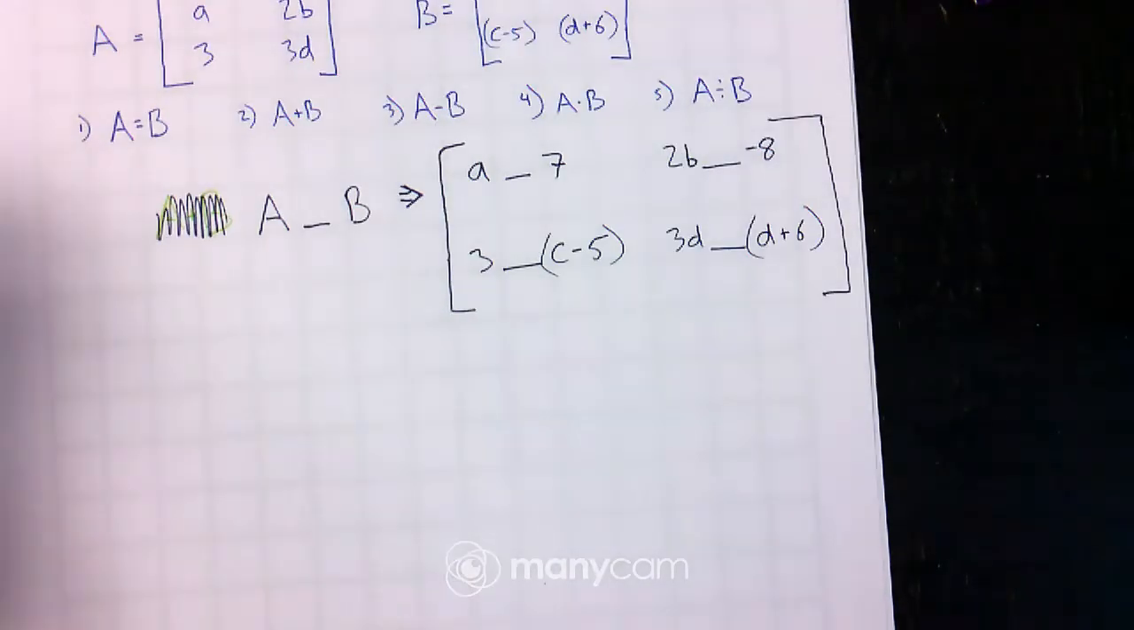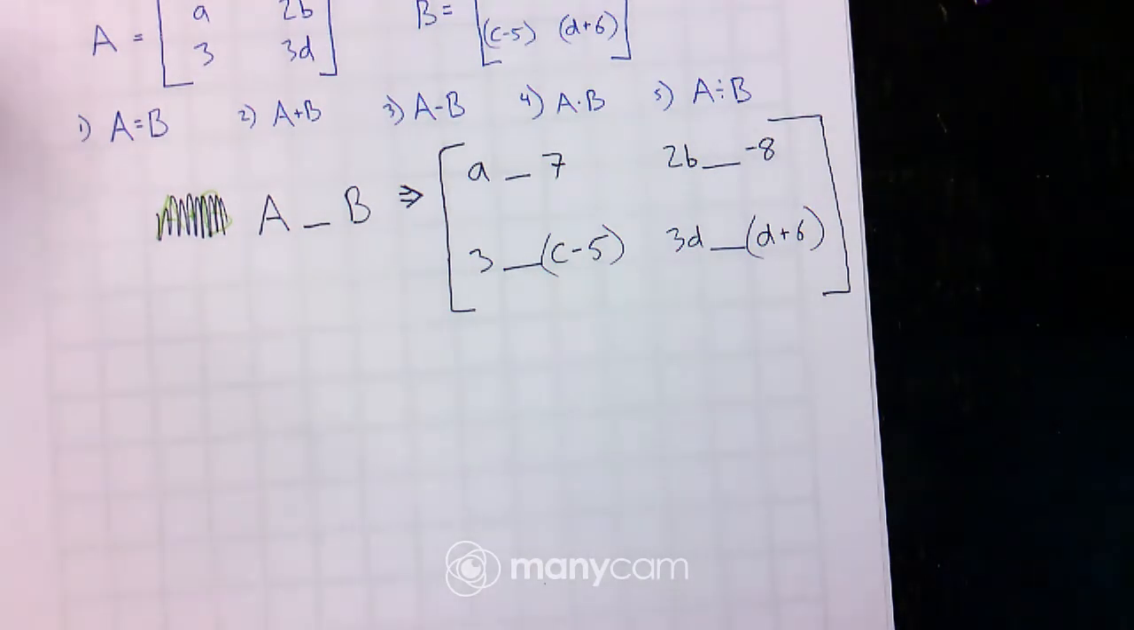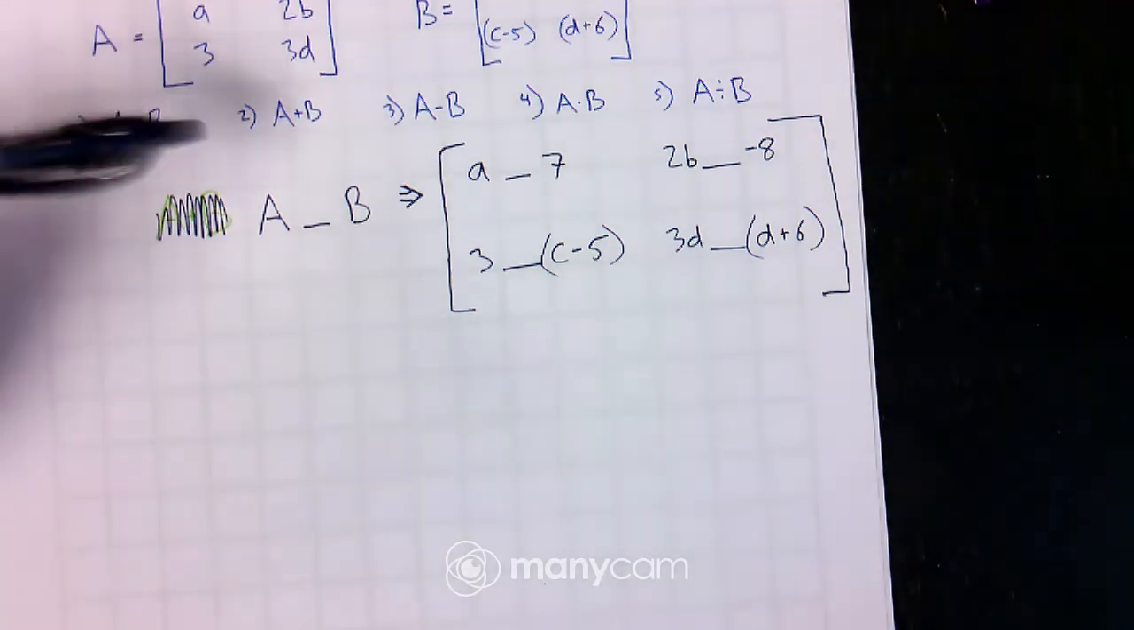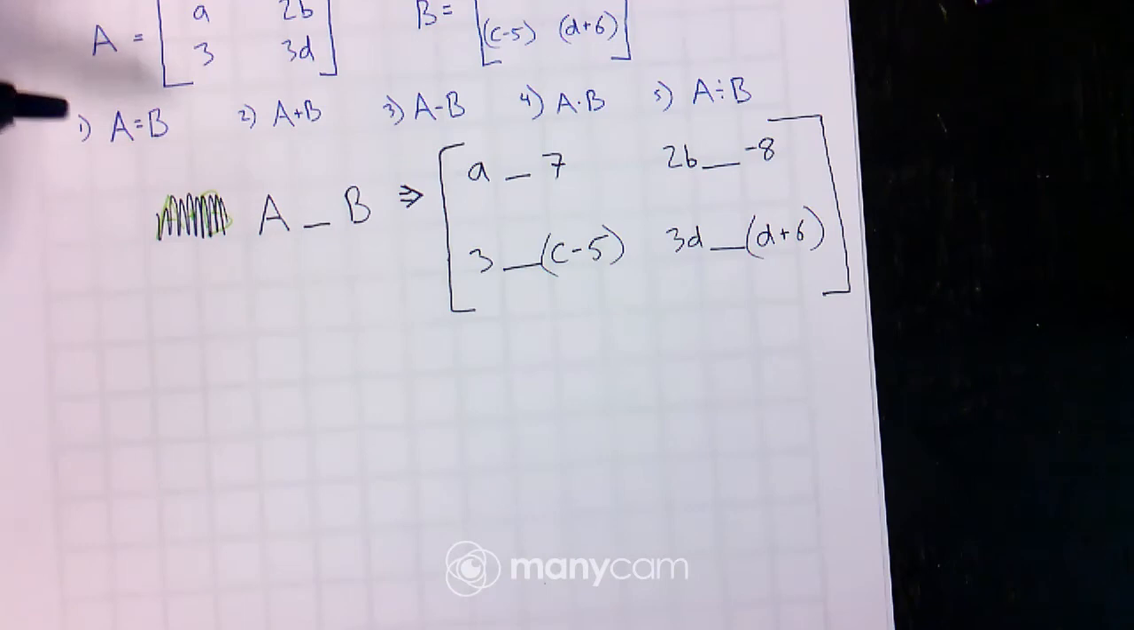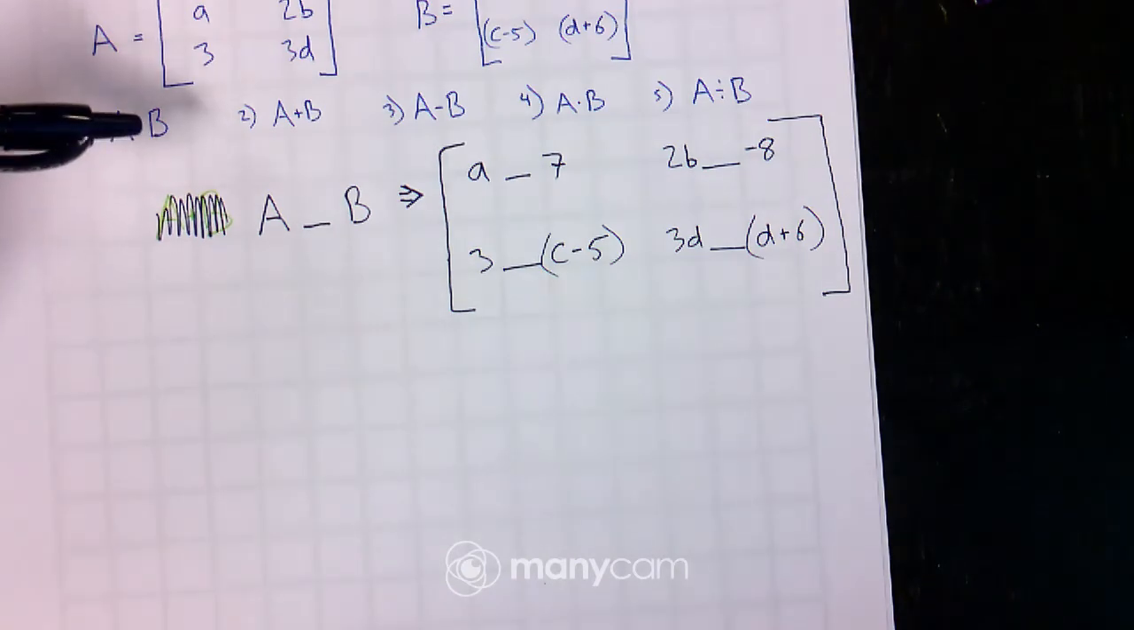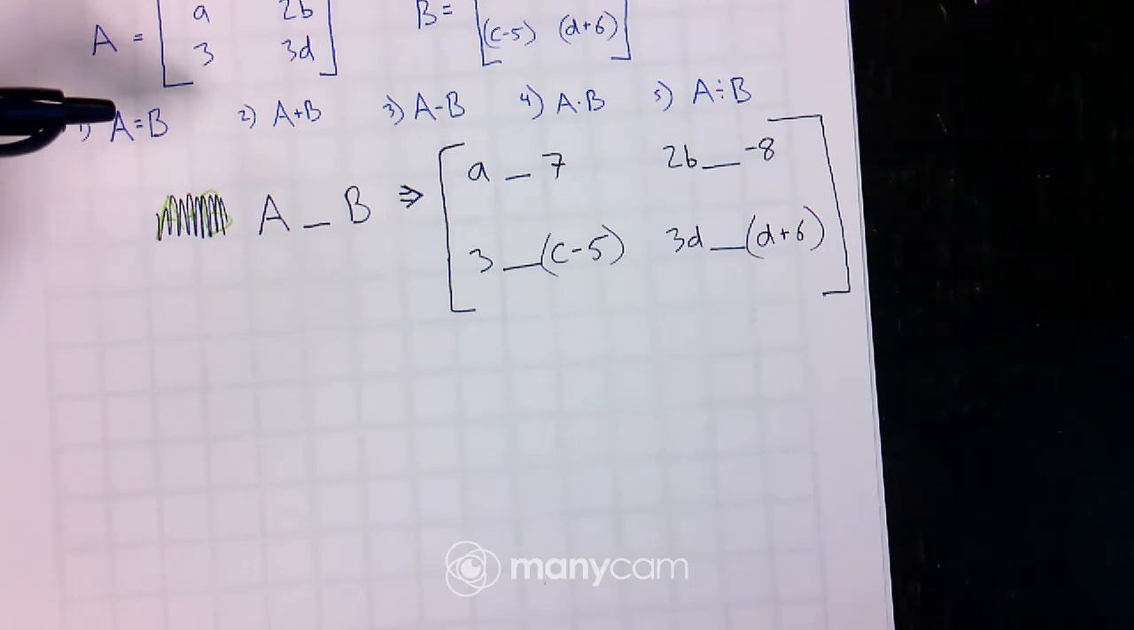Okay, so this will be your flashcard right here. You can use both sides. So you can set them equal to each other. You can add them together. You can subtract them from each other. You can multiply them together and divide them.